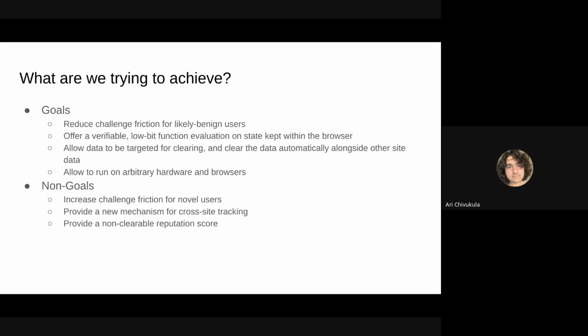We aren't trying to increase friction for users who aren't able to support this system for some reason or have it disabled. We're not trying to better enable cross-site tracking, and there is no reason that this score can't be cleared. It's not tied to the device in some way. It could be shared between browsers potentially. And that's why Sam went over the mechanisms for trying to reduce the value of sharing it between browsers specifically for the purpose of generating multiple tokens.